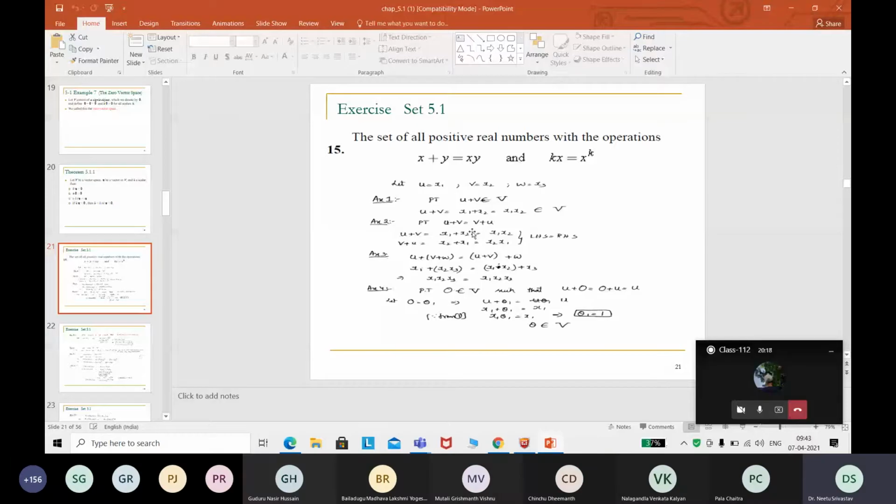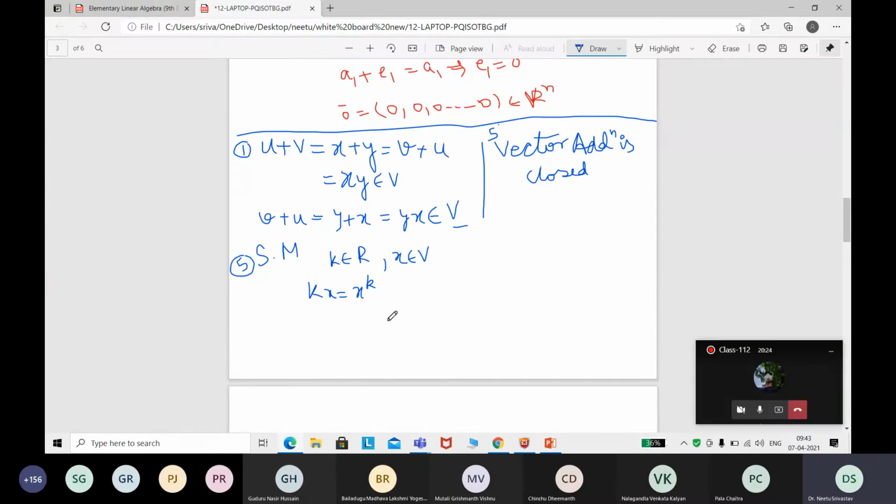Answer 2 is u plus v is equal to v plus u. This is being closed also, and this is for commutative also. You can take up the second one.